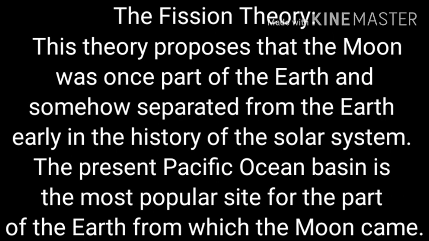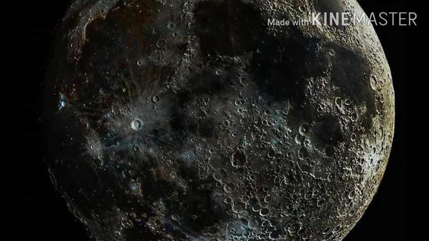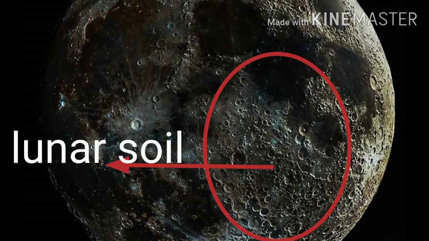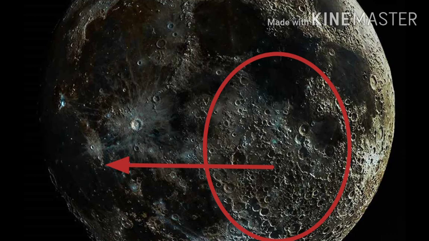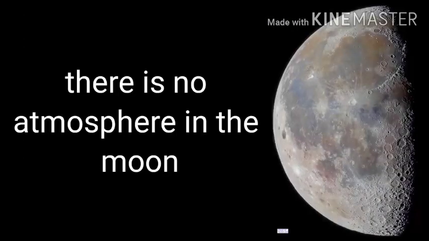Now let's see how the moon looks. As it has been observed, the moon's surface is covered by rocks and loose dirt which we call lunar soil. It is pock-marked with craters of different sizes because of meteoroids that hit its surface. There is no atmosphere on the moon because there is no air, and there is no life on the moon.